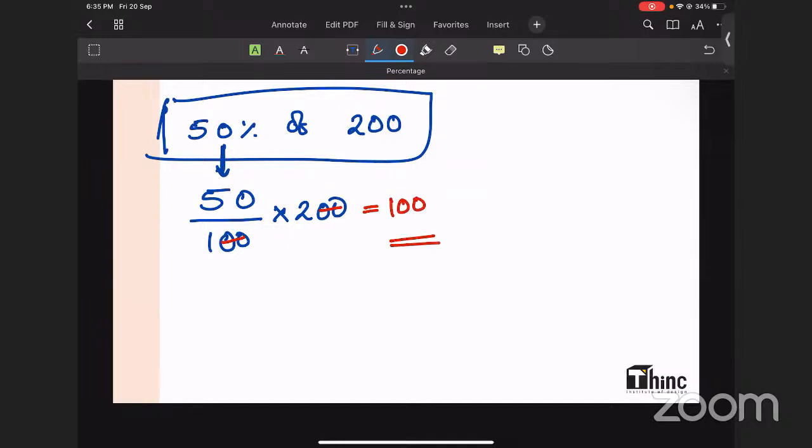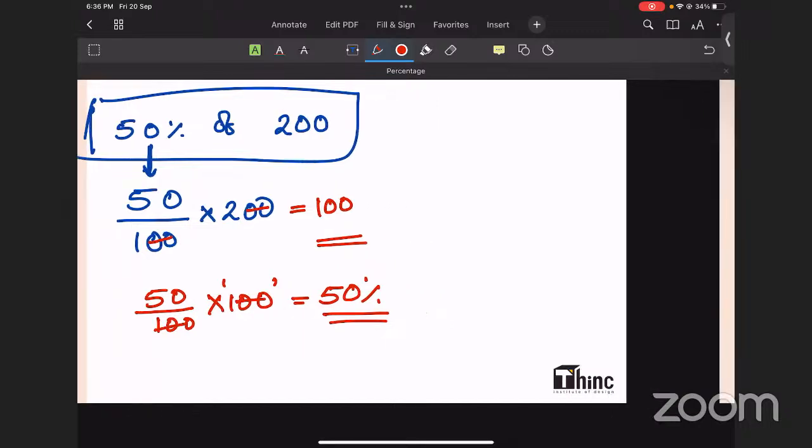Similarly, we can convert fractions into percentages also. For example, see here, this 50 by 100. For converting a fraction into a percentage, simply multiply with 100. The 100 cancels, so 50 by 100 is 50%. I know that all these things are familiar to you. This was just an introduction, and now the game starts.